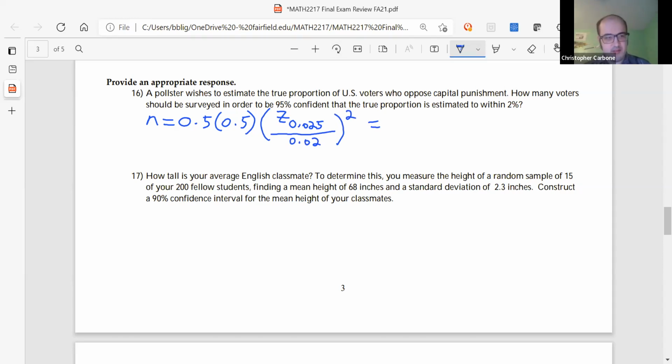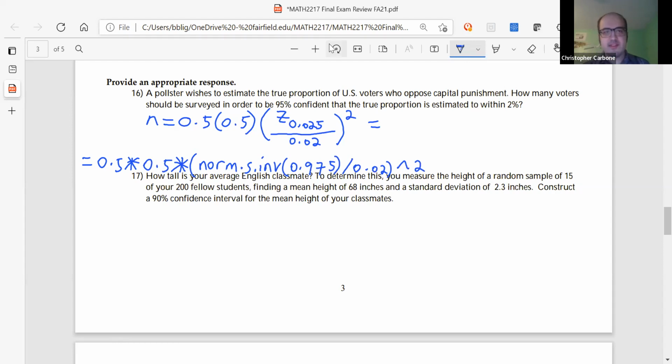The version for Excel to do this would be to take 0.5 times 0.5 times, this would be NORM.S.INV. This would be based on 1 minus this 0.025, so 0.975 divided by 0.02, and we are going to square this value.